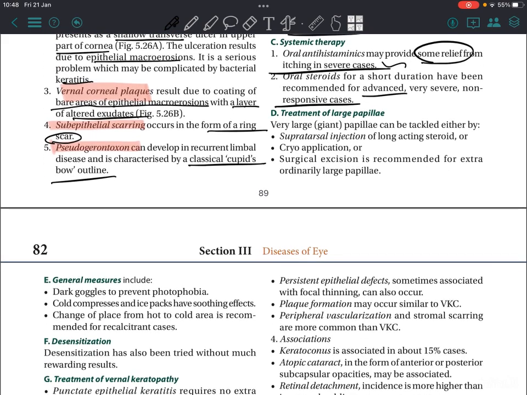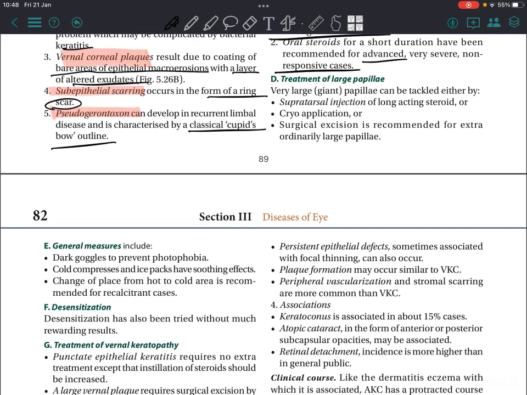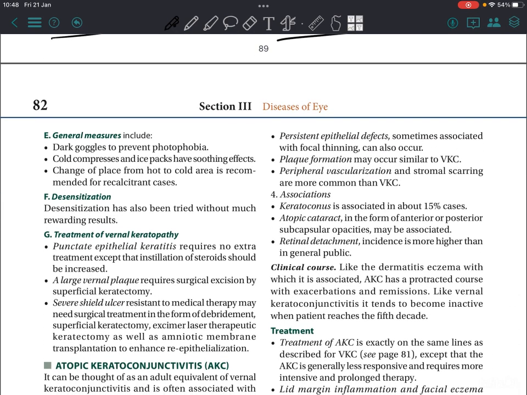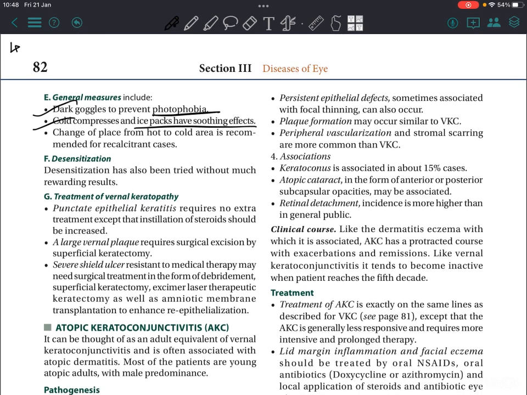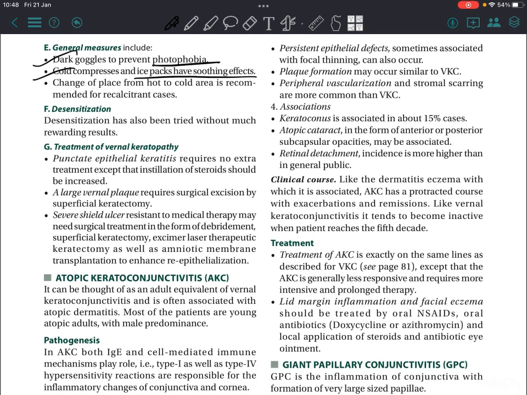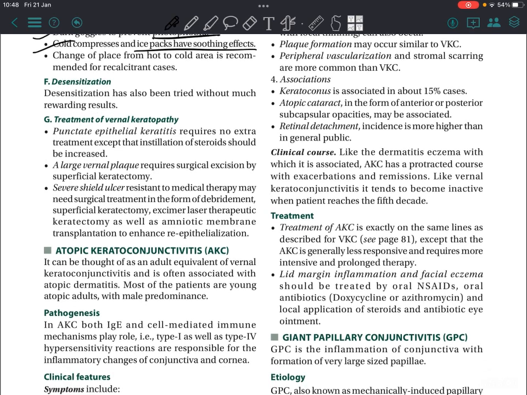Treatment of large papillae: very large papillae can be tackled either by supratarsal injection of long-acting steroid or cryoablation, or surgical excision is recommended for extraordinarily large papillae. General measures include dark goggles to prevent photophobia. Cold compress and ice packs have a soothing effect. Change of place from hot to cold area is recommended for recalcitrant patients. Desensitization also to be tried.